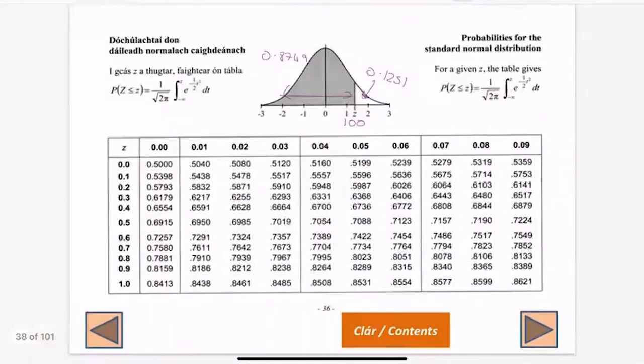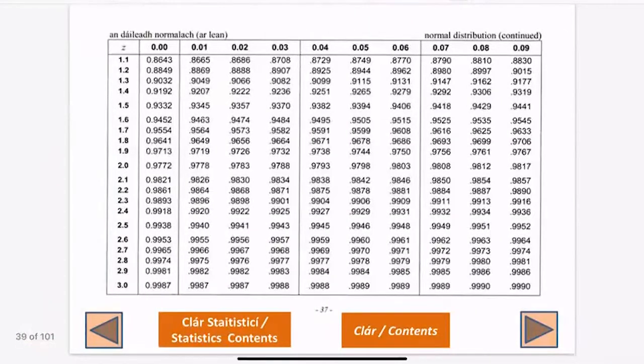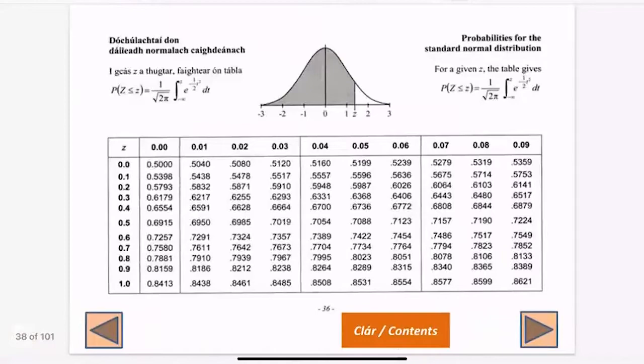So if I flick on another couple of pages in my Z scores, in your log tables to page 36, this gives me a table of Z score values, or I suppose probabilities of being below that value. So let me draw your attention to the diagram up here and the shaded region. When you look up a Z score value in this table, you are getting the probability of being below that value. No matter what value you look up, you are finding the probability of being below it.